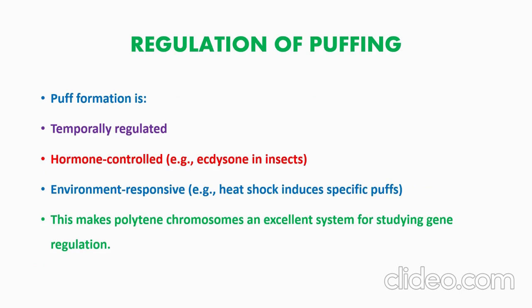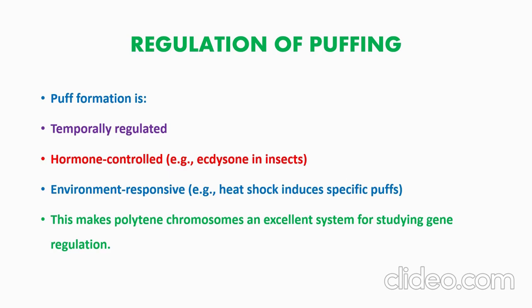Puff formation in Polytene chromosomes is a highly regulated process that reflects precise control of gene expression. It is temporally regulated, which means that specific puffs appear and disappear at defined stages of development, particularly during larval growth and metamorphosis. Puffing is also hormone controlled, with insect hormones such as ecdysone playing a key role in activating or repressing specific genes by inducing characteristic puffing patterns.